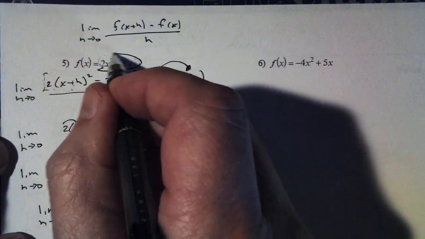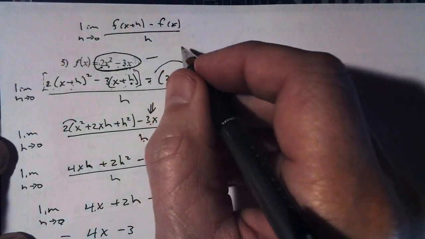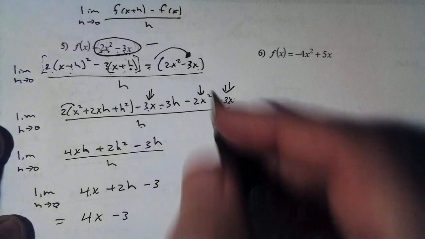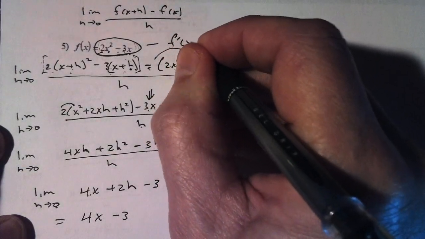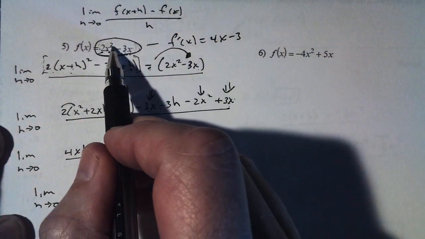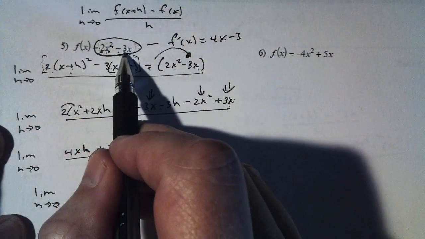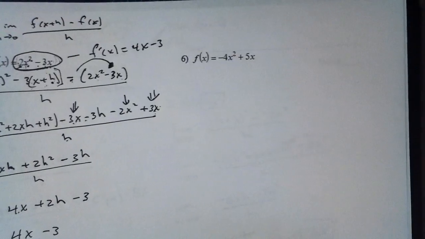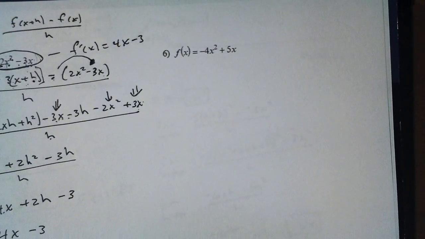Take a look. Is that expected? We should have known going into this that f prime of x is 4x minus 3: the slope of this, 2 times 2x, 4x, minus the slope of 3x, 3. Definitely want to try number 6. Give it a shot here.